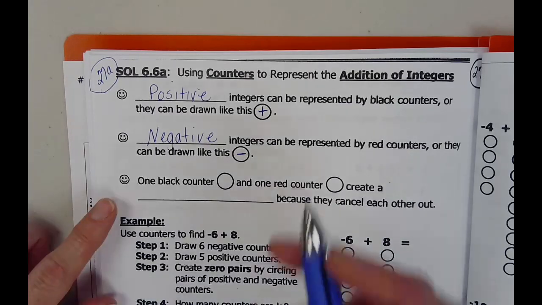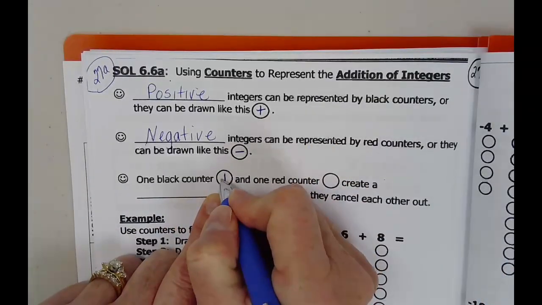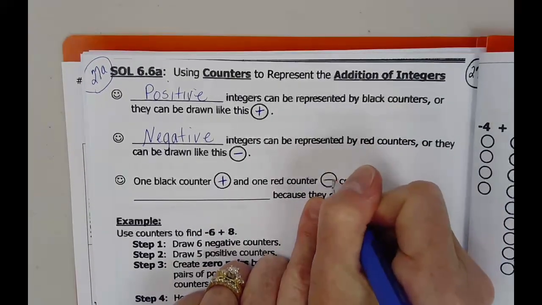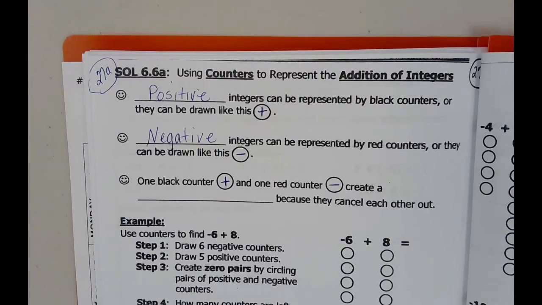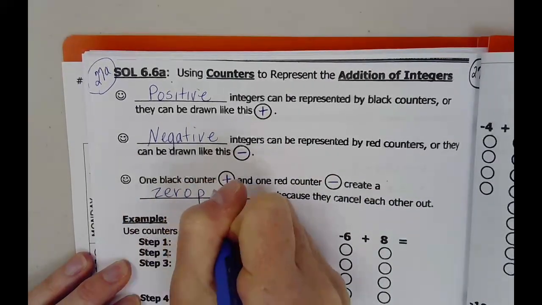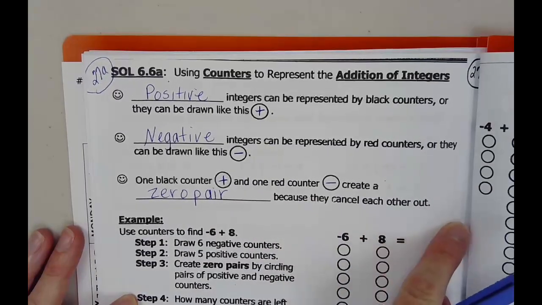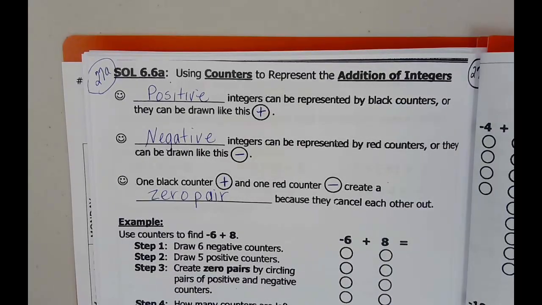So, to make what we were talking about, we're going to take one black counter, which is a what? Positive. We're going to take one red counter, which is what? Negative. And if I put one positive and one negative together, that's going to create what? A zero pair, because they cancel each other out. If I have $1 and I owe $1, I really have no dollars, because I have to give away what I have.